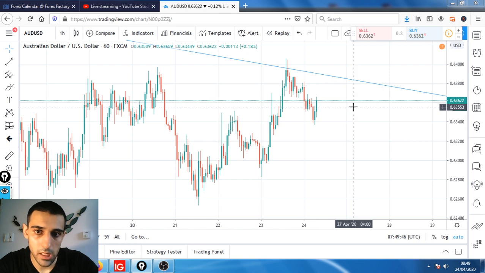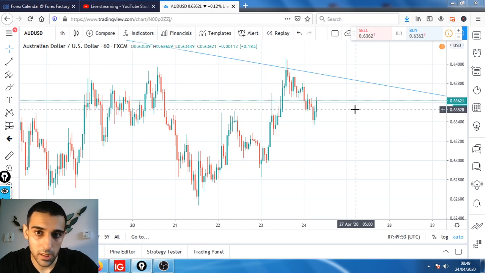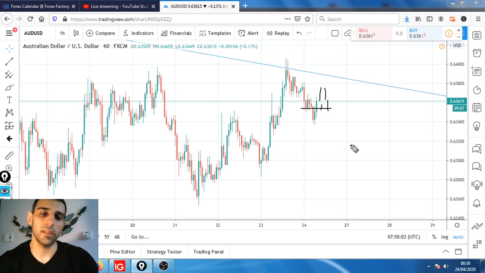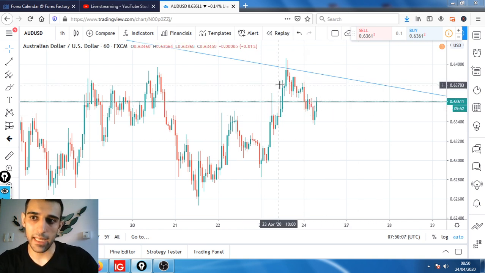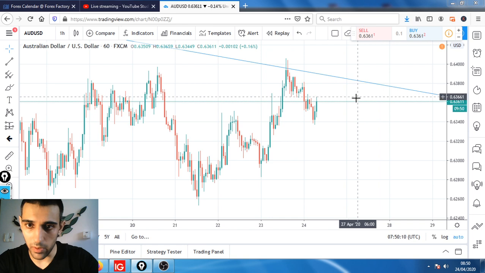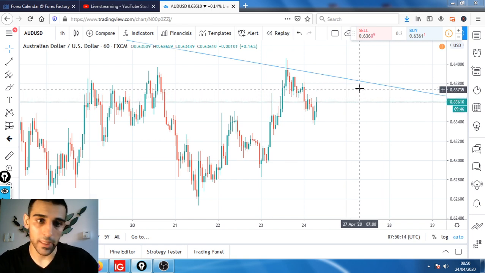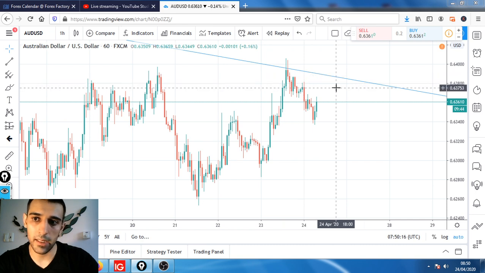55. Yeah, we can use about a 10 or 12 pip stop loss, because if the price comes up here first and then starts to come down like this, then the more likely the price is going to continue towards a downside. So we're going to use 12 pips max, maybe we can get away with a 10 pip stop loss. So the entry is going to be around 63.65.